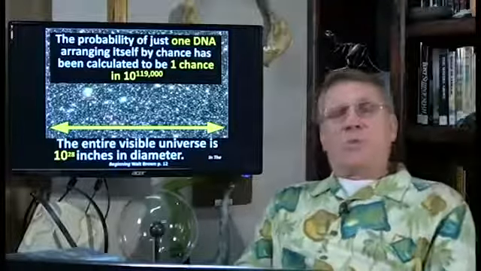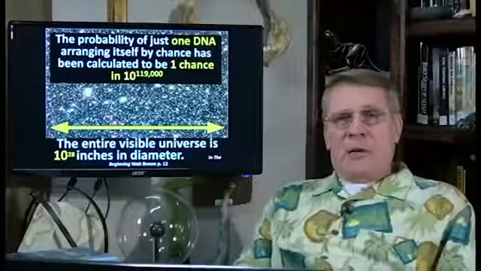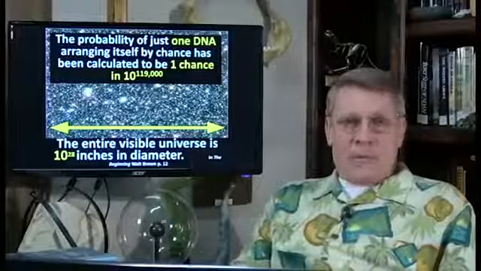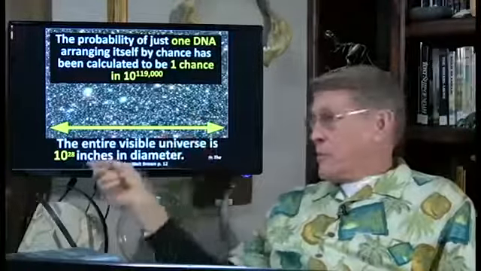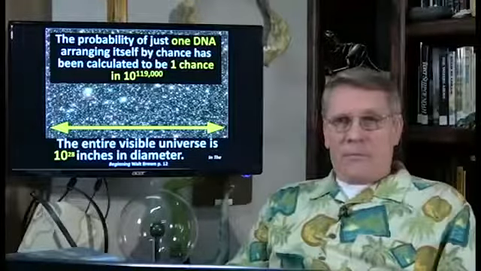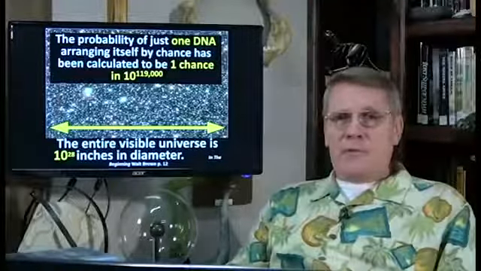The probability of just one DNA evolving by chance has been calculated to be 1 in 10 to the 119,000th power. That's a big number when you figure the whole visible universe is 10 to the 28th inches in diameter. Think about that for 10 minutes, okay?